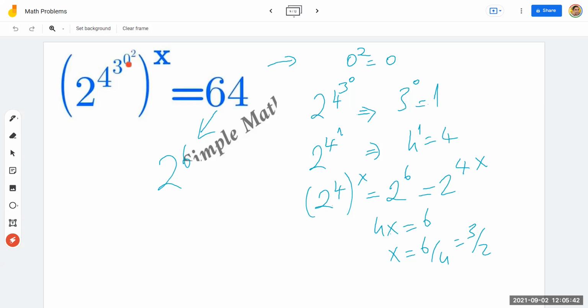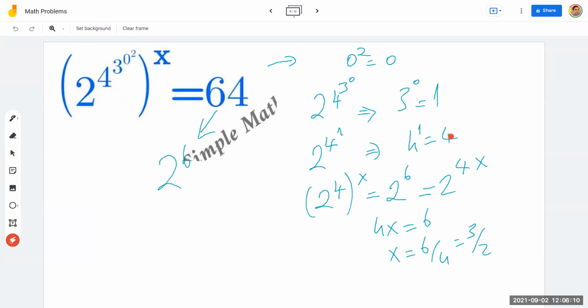In this case, we start from the top. So 0 power 2. Let's first simplify inside. 0 power 2 is 0. So after we change 0 power 2 by 0, now we get this one. 3 power 0 is 1. Any number except 0 to the power 0 is 1. So we replace 3 power 0 by 1.